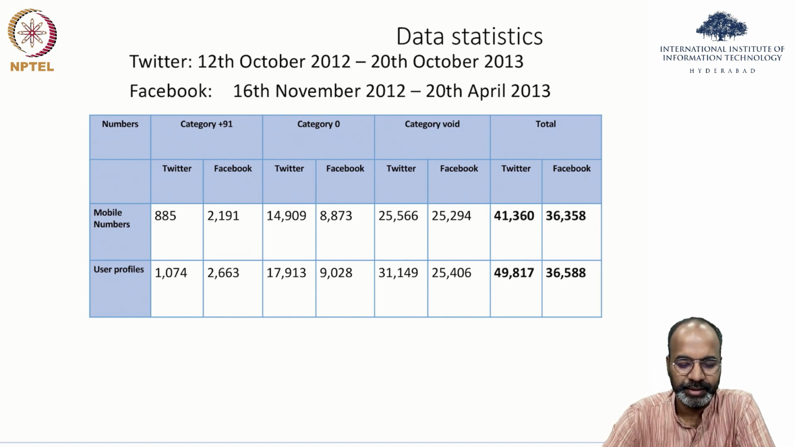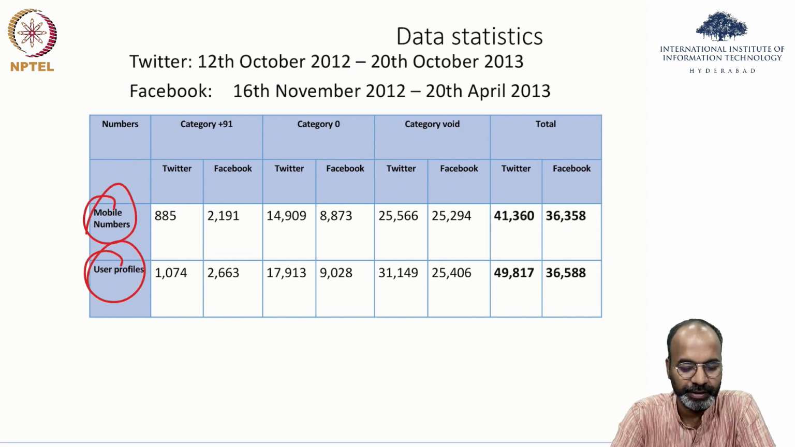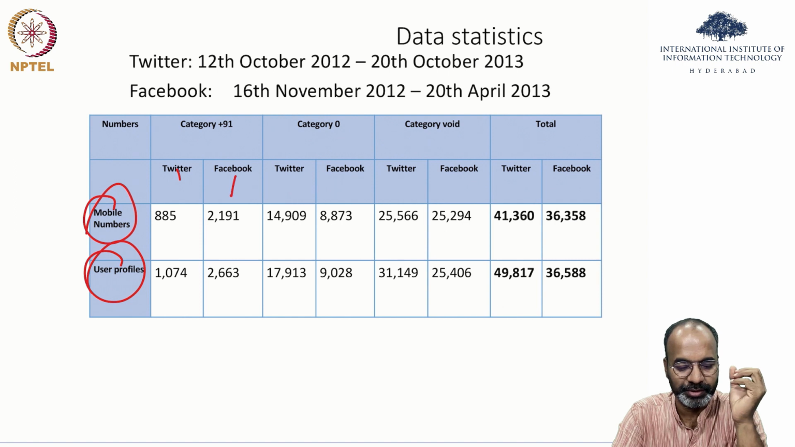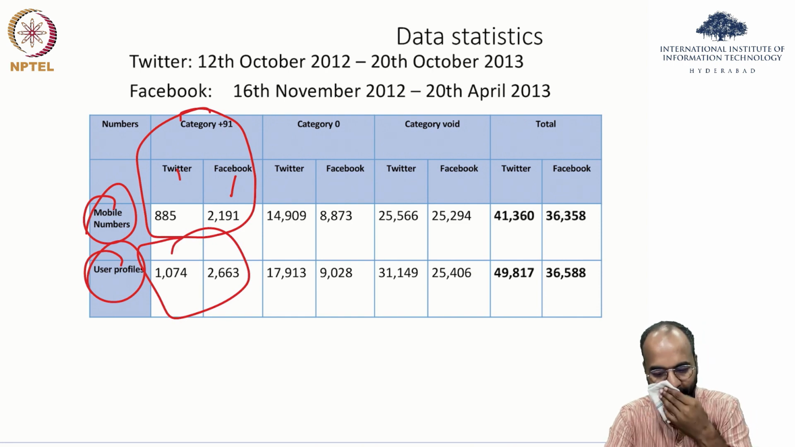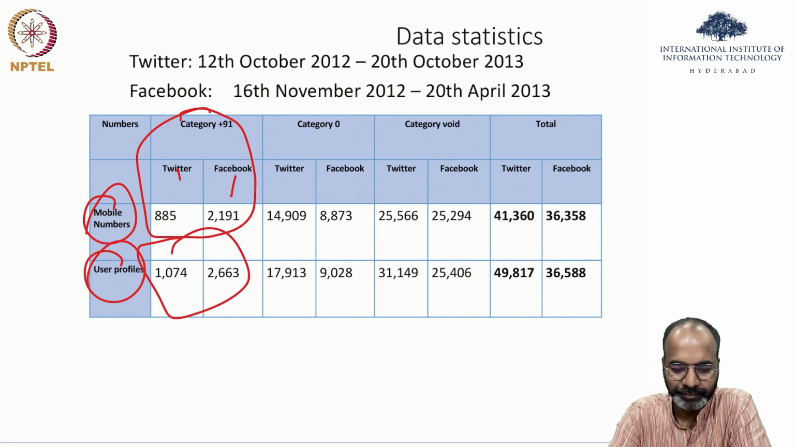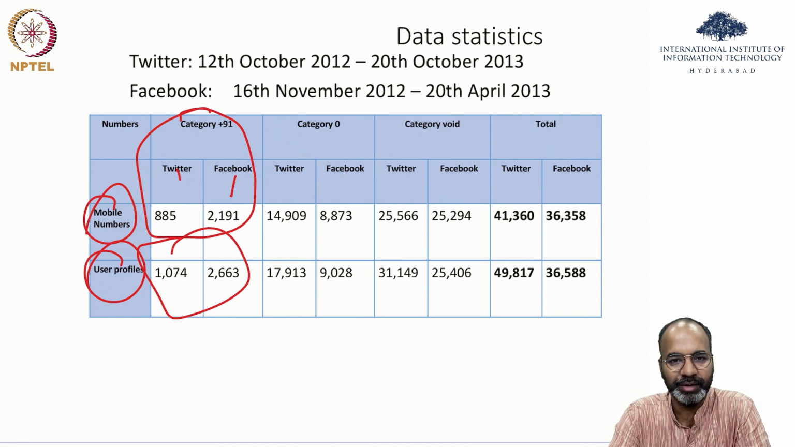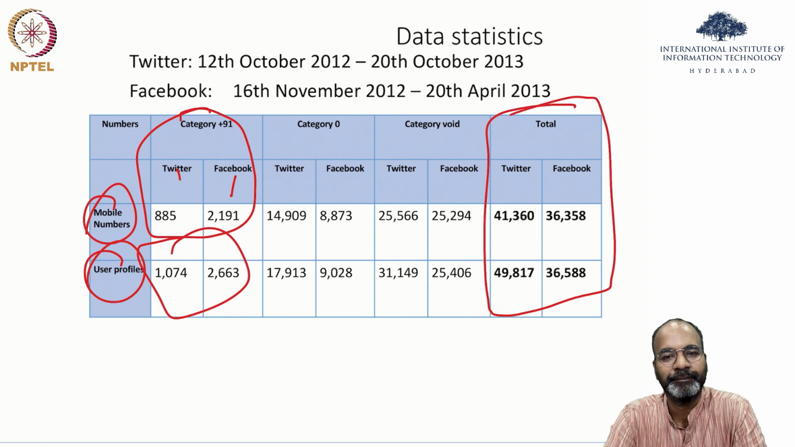So in this case, mobile numbers, right? User profiles. The number of times mobile numbers appeared in Facebook and Twitter is here. The number of people who posted that is here, right? Category 0, category what? So ultimately, what you want to look for is this column, right?